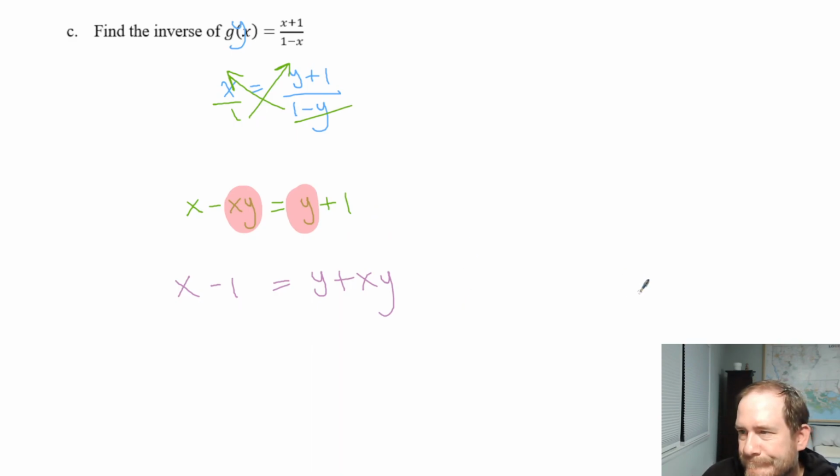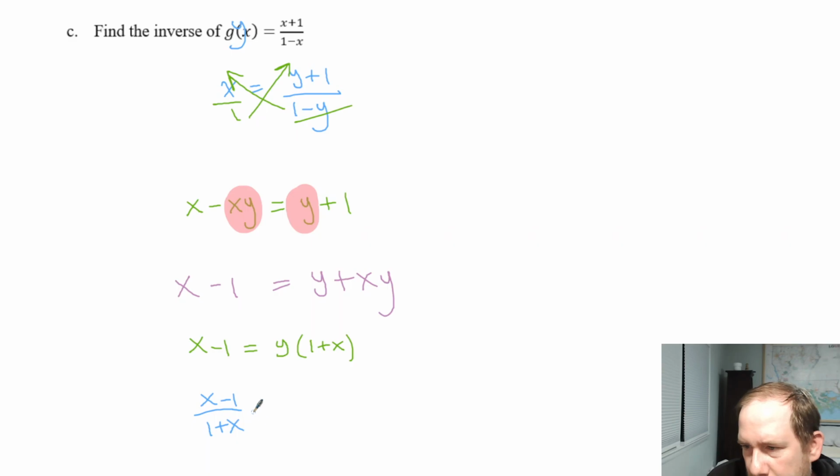Now what? Now you factor out the y. So you've got x minus 1. Factoring out the y leaves you with 1 plus x. And then you just divide through by the 1 plus x. So you get an x minus 1 over 1 plus x, which I would clean that up to x minus 1 over x plus 1. We do want to see descending order. And then the y, I'd clean up the y too, because yes, this is equal to y, but now is a good time to switch back to the proper notation of g inverse.